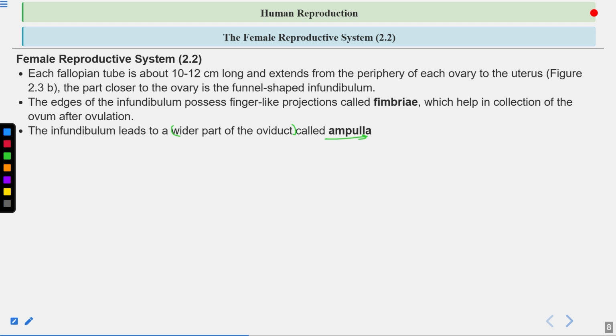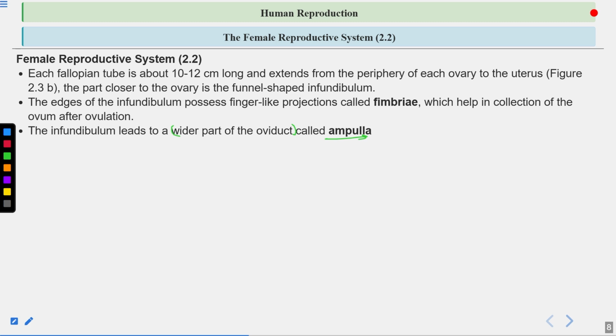So not all coitus leads to pregnancy because the sperm and the ovum must be present simultaneously in the same region, the ampullary region, for fertilization to occur. If only sperm is present or only egg is present, then there will be no fertilization, no formation of zygote and embryo.